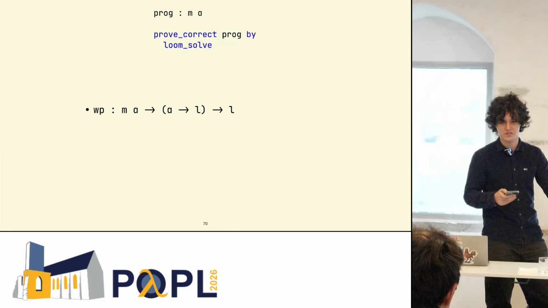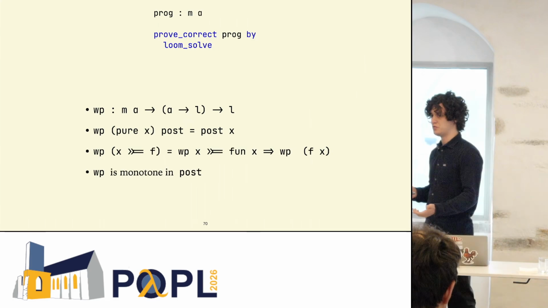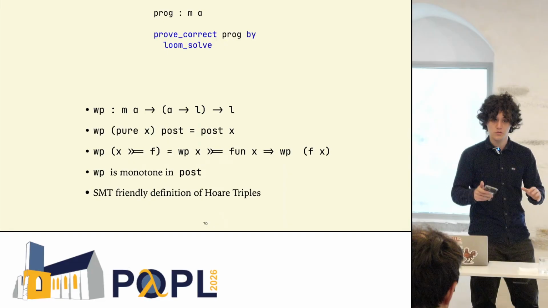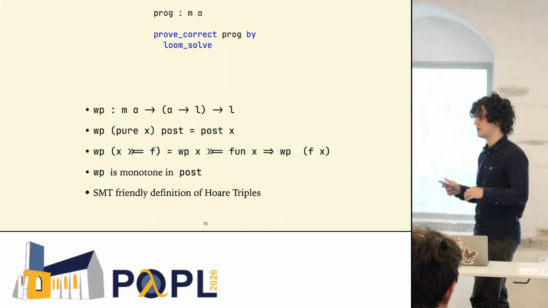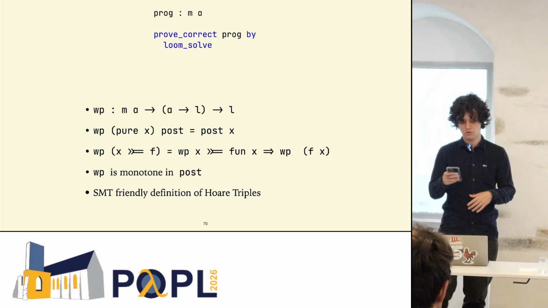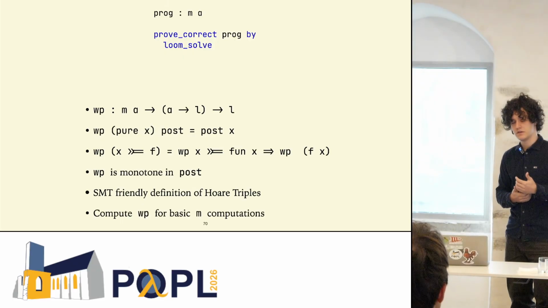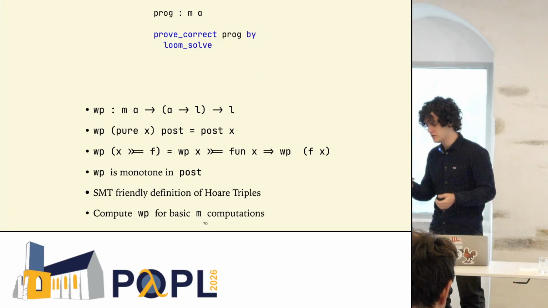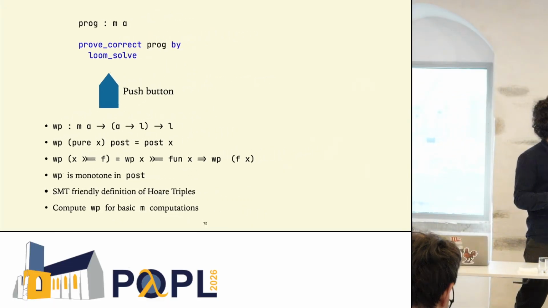We'll have to give the weakest precondition calculus. We'll have to prove 3 laws: that it respects pure, bind, and also is monotonic. You will also have to give an SMT-friendly definition of Hoare triples in an ad hoc way. And also, you will have to compute the weakest precondition for basic computations like set and get in the state monad or lifted computations. And then you get push-button automation.